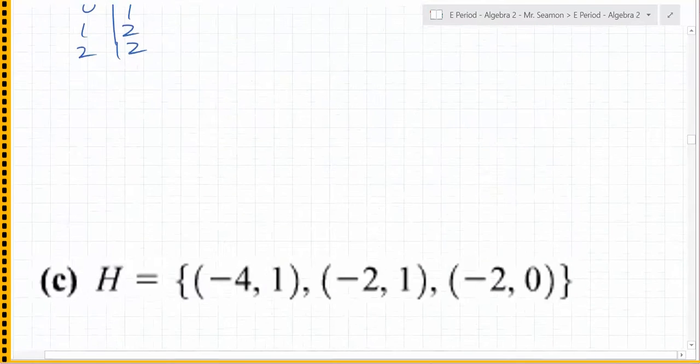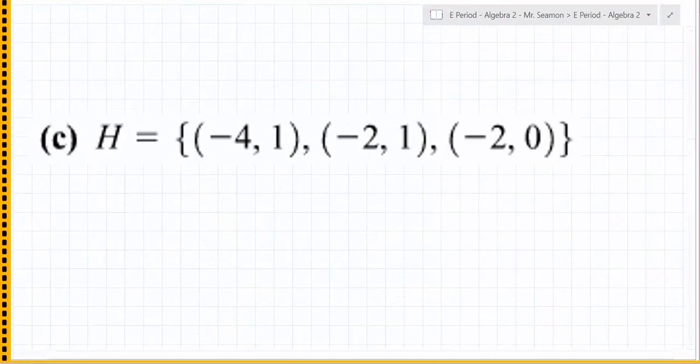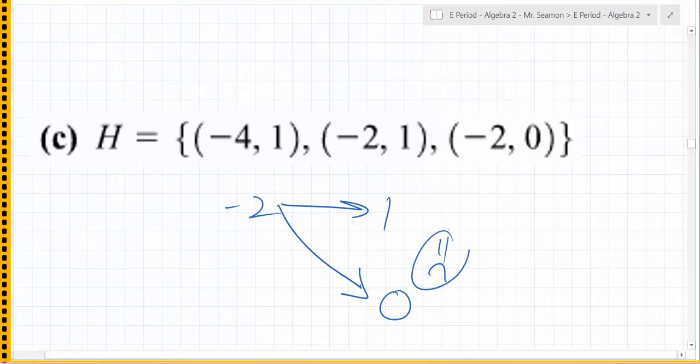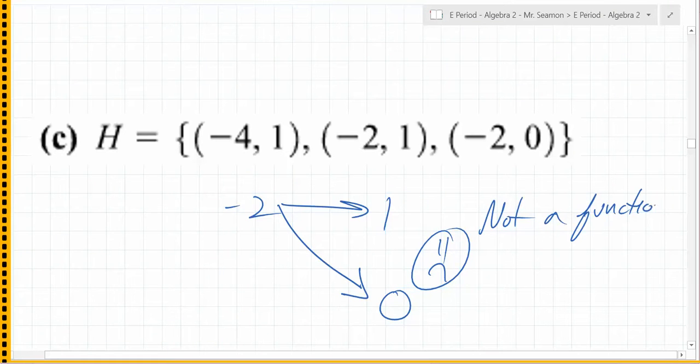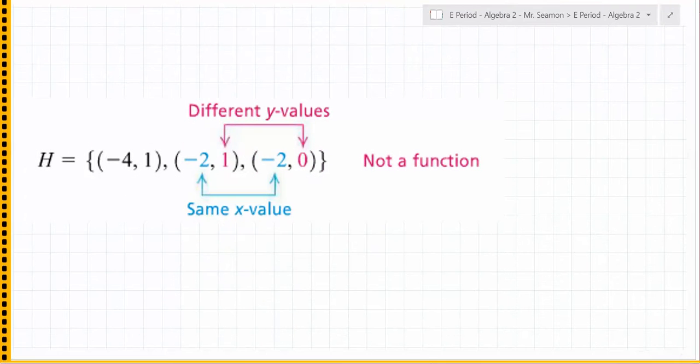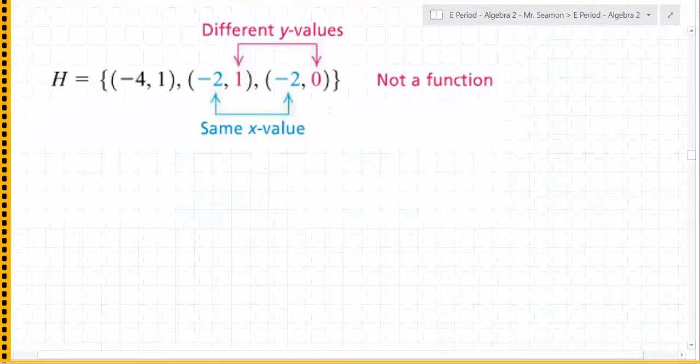So what about this one right here? Is this a function? No, because negative 2 goes to 1 and negative 2 goes to another value. This means it's not a function because negative 2 goes to more than one y value. It's not a function. You have the same x value, but different y values.